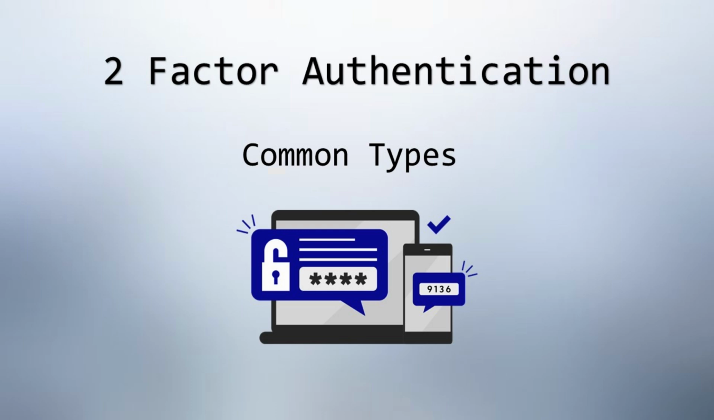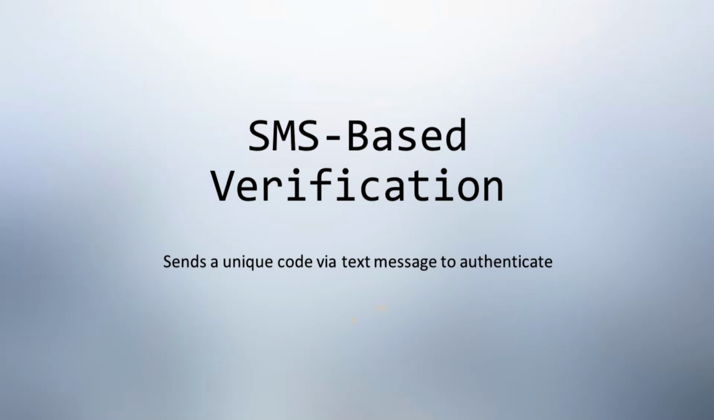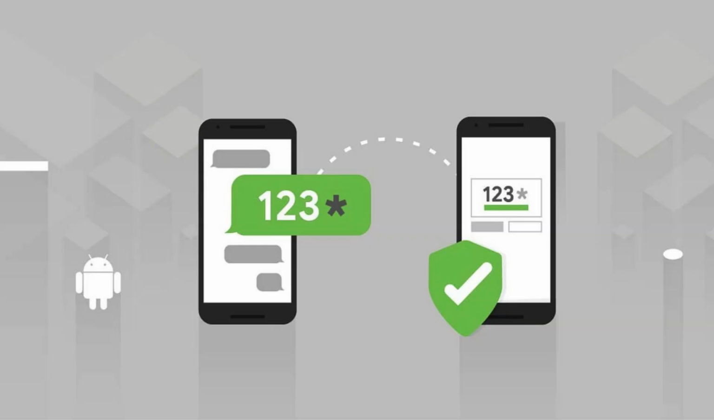Now let's look into some common types of two-factor authentication. SMS-based verification. This method involves receiving a unique code via text message to your registered phone number. You'll need to enter this code during the login process to verify your identity. While SMS-based verification is better than solely relying on a password, it is worth noting that it can be vulnerable to SIM card swapping and interception of text messages.